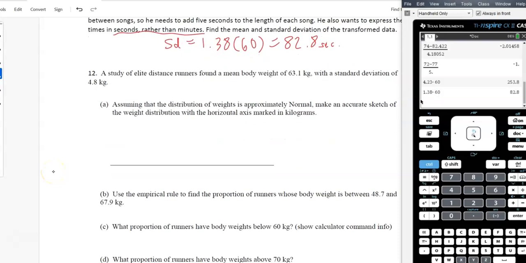Study of elite distance runners. I found a mean body weight. So we're supposed to draw this, right? So we've got the normal curve there, approximately normal, 63.1 in the middle.